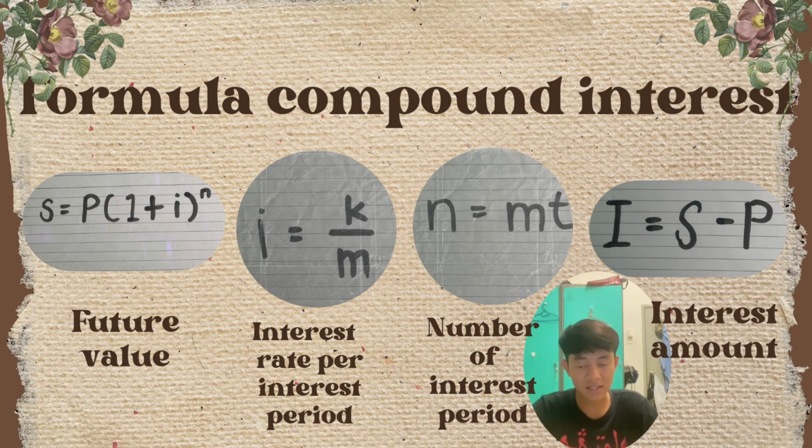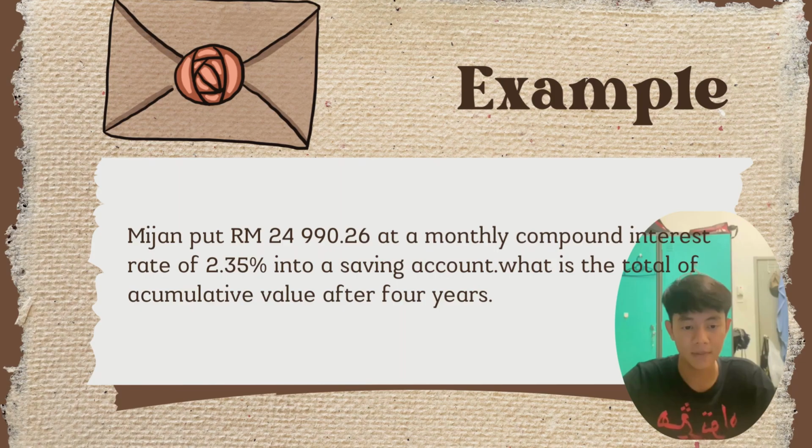The second formula is I equals K over M. It is how to find the interest rate per interest period. The third formula is number of interest period, where N equals M times T, or N equals MT. The last formula is interest amount. It is I equals S minus P, which has been given by our group.